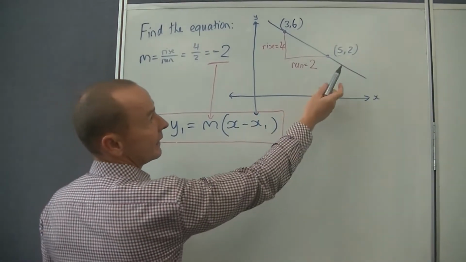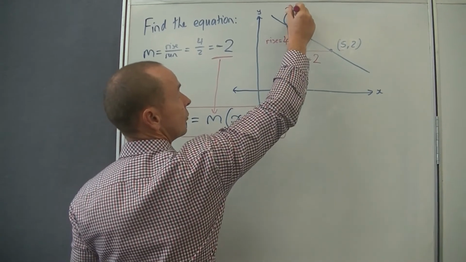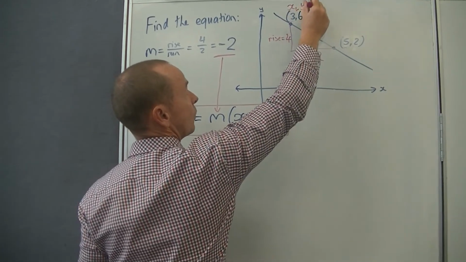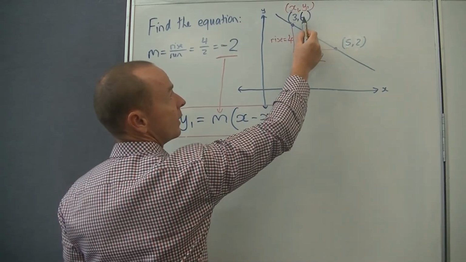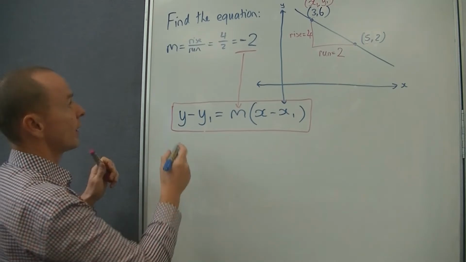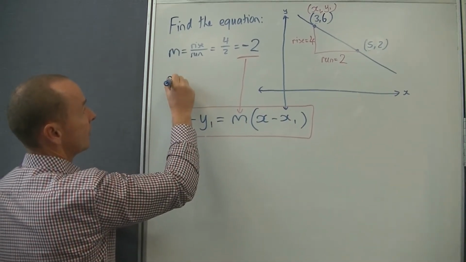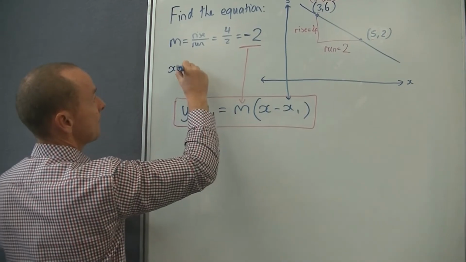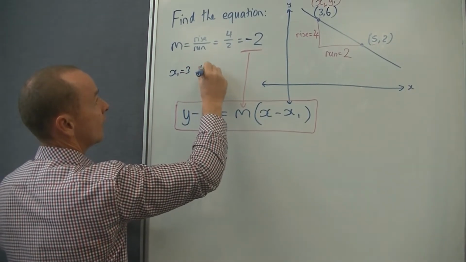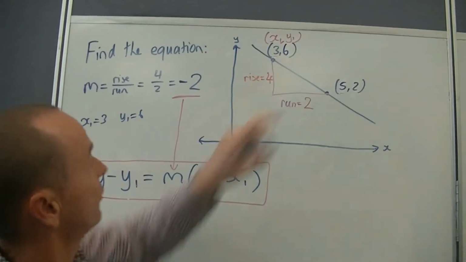We can pick either of these 2 points. So I'm just going to pick 3, 6. I'm going to call that x1 and y1. It just means it's the x value and the y value of that first point. So I'm just going to write it down here. There's our m value, and x1 is 3, and y1 is 6. Can you see that? I've picked it from that point. There's the x1 and there's the y1.